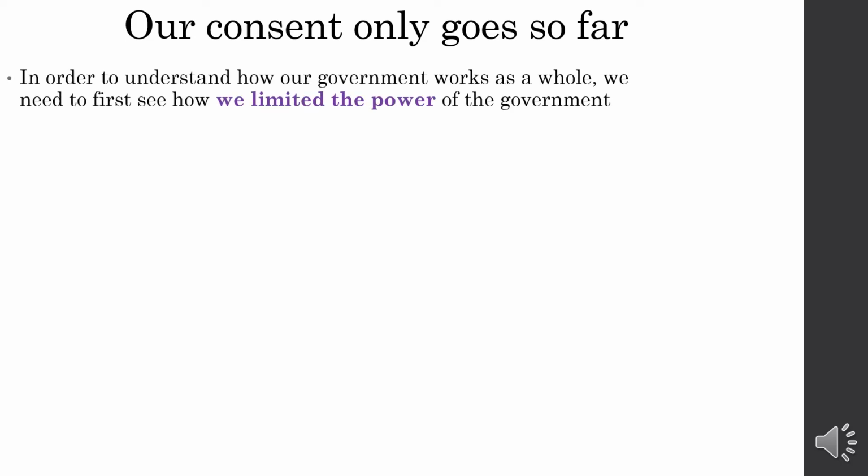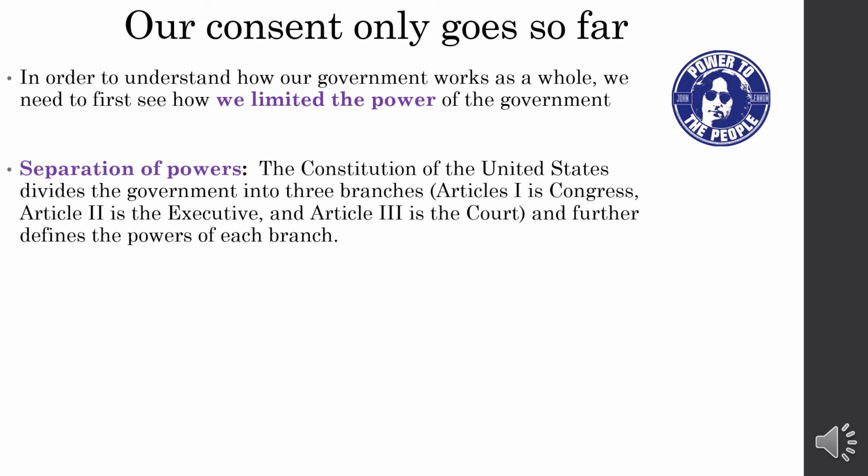You learned that we only consent to being governed under a limited form of government. Our consent only goes so far. So how far does our consent actually go? In order to understand how our government works as a whole, we need to first see how we limited the power of the government. Remember, always it's power to the people. We consented to be governed, and if the government goes too far, we can take that power back. Well, here's how we limited the power of government. We created separation of powers.